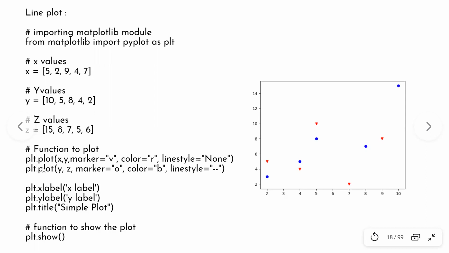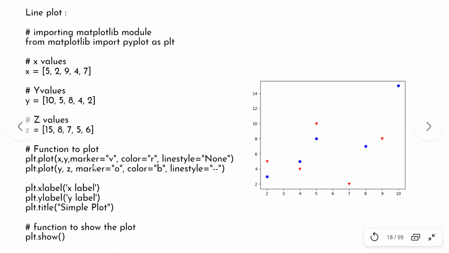In the first case, I want to take these values as my x values and these as my y values. So x and y. In the second case, I want to use these as my x values and these as my y values. So y would be taken as the x values and z would be taken as the y values. And then the rest of the arguments.